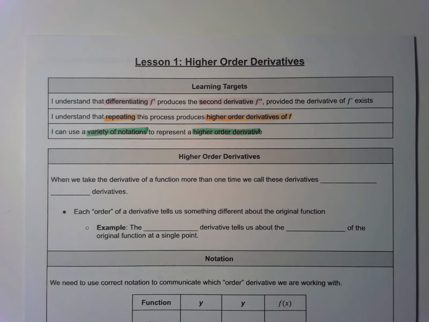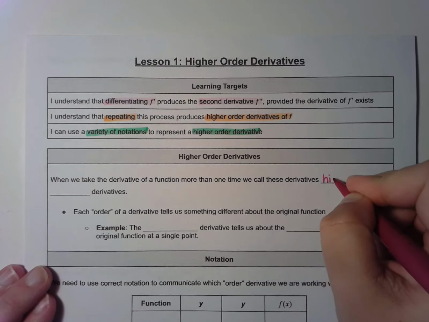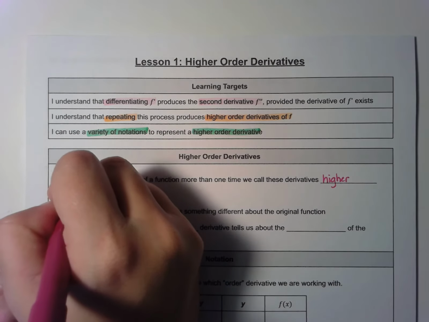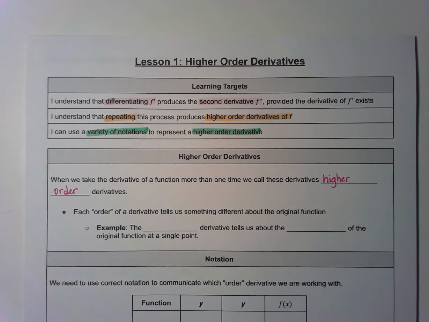So let's start by just talking about what a higher order derivative is. When we take the derivative of a function more than one time, we call these derivatives higher order derivatives. Now, in this case, the word order basically means like level. So higher order means like the first derivative is the first order. The second derivative is the second order. The third derivative is the third order. So it's just sort of the level of derivative that we're working with.